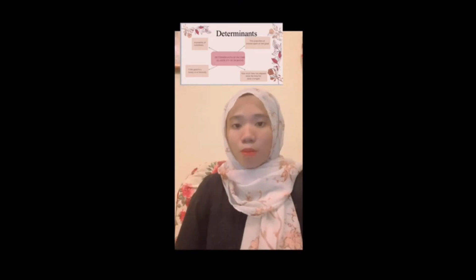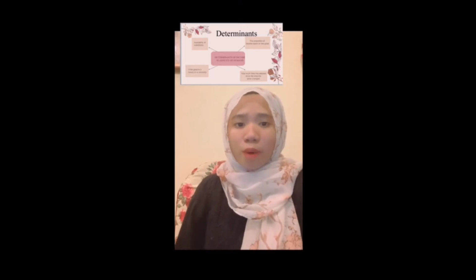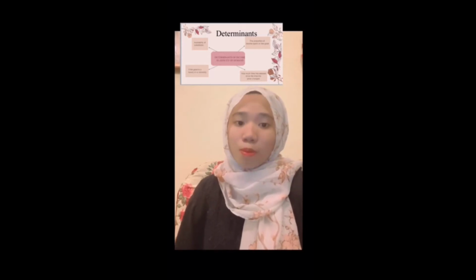Third, proportion of income spent. A price rise, like a decrease in income, means that people cannot afford to buy the same quantities. The greater the proportion of income spent on a good, the more elastic is demand for the good.